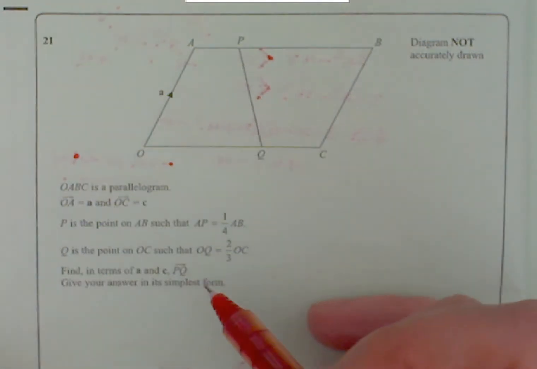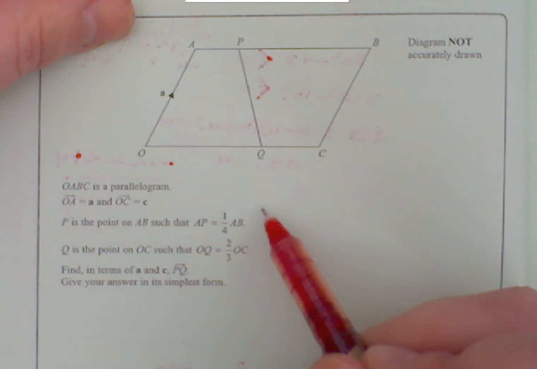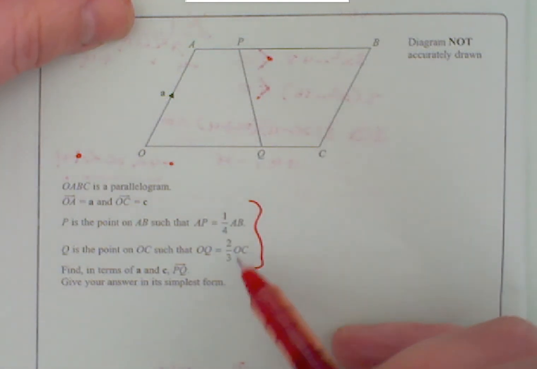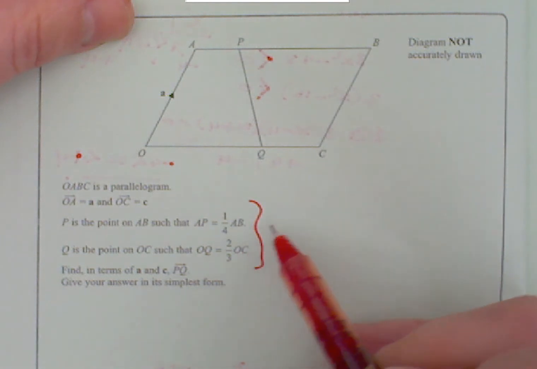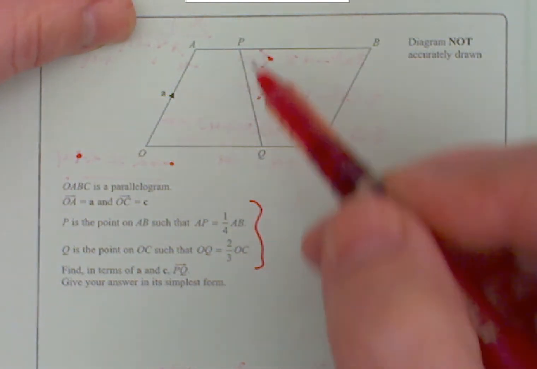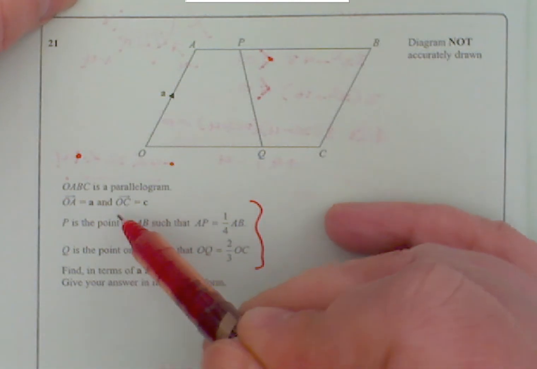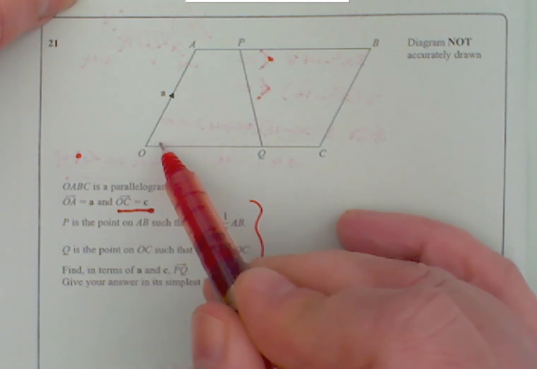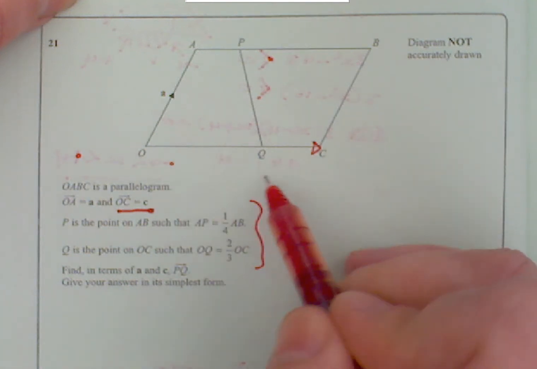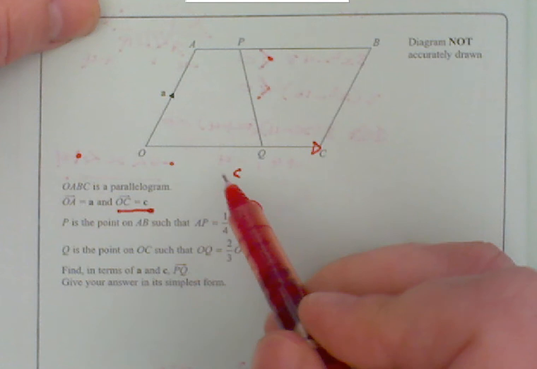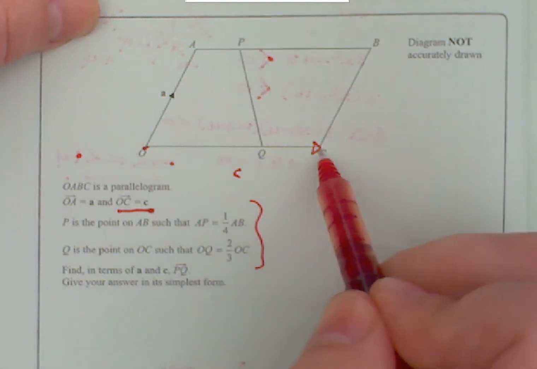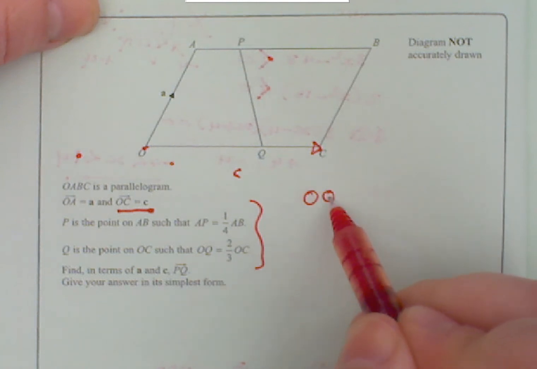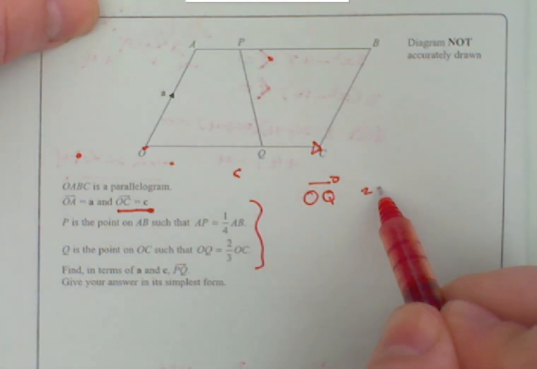Now when you do these vector questions, you need to really carefully look at the info they give you here. Sometimes they give us a ratio, and more easily it's when they give it as a fraction. It's quite nice. So here we've got to work out in terms of A and C. So moving from O to C, they haven't drawn it in, but doing O to C is vector C, which means that this vector O to Q, due to the information they give us here, is just 2/3 of C.